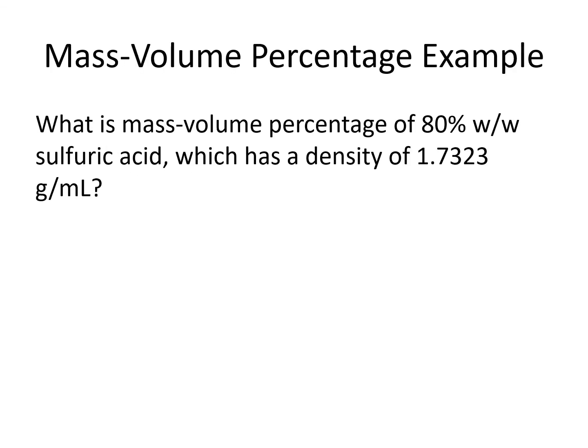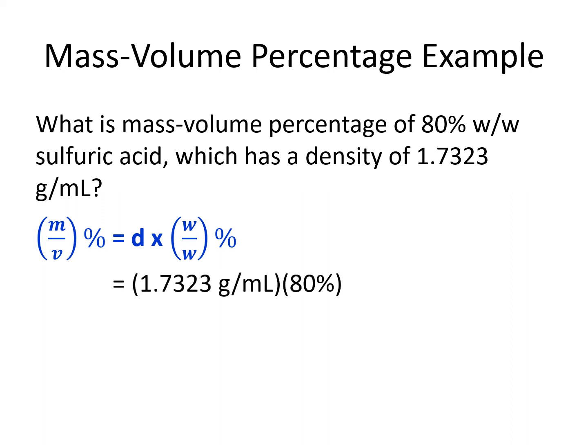In this example, we're trying to convert from the mass percent into mass volume percent. We're given the density of the sulfuric acid solution as 1.7323 grams per milliliter and a mass percent of 80%. We can just plug in our values. They are 1.7323 grams per milliliter for density and the 80% for mass percentage. That tells us our mass volume percentage is 138.58%.